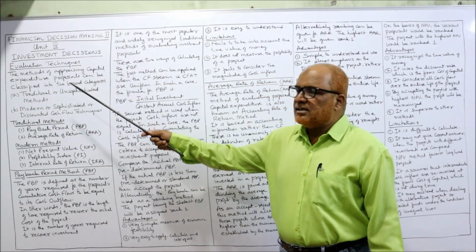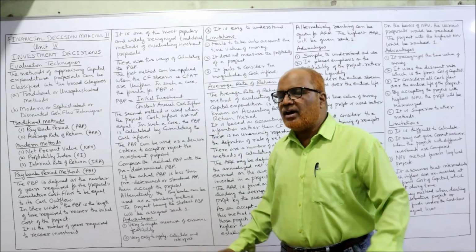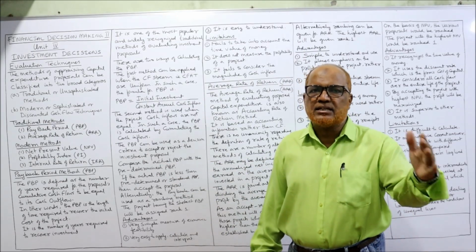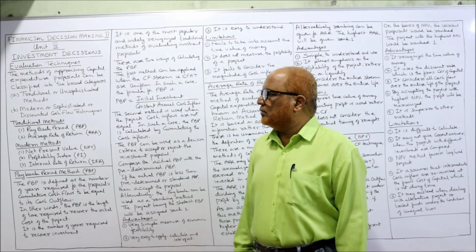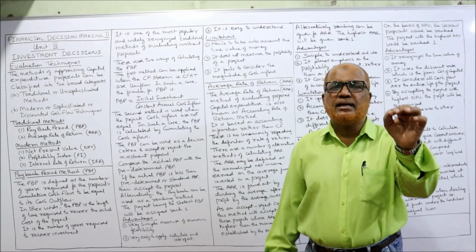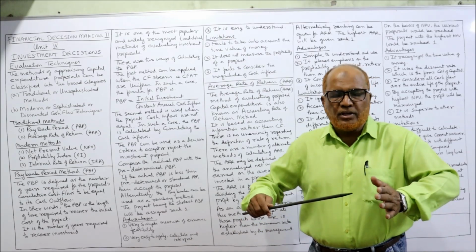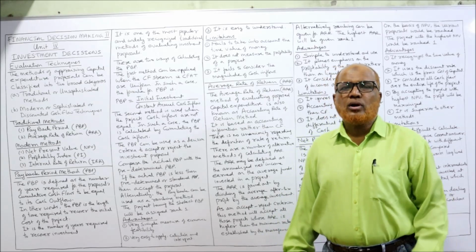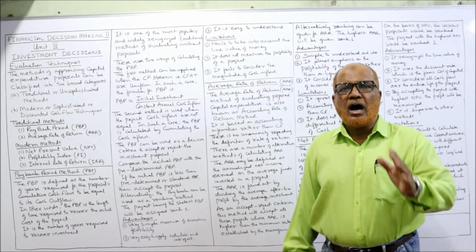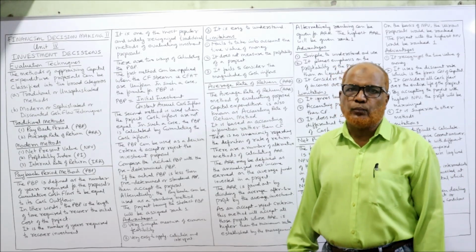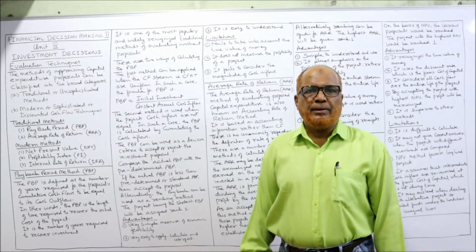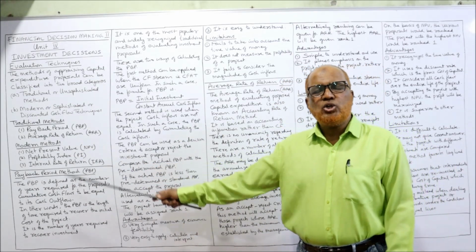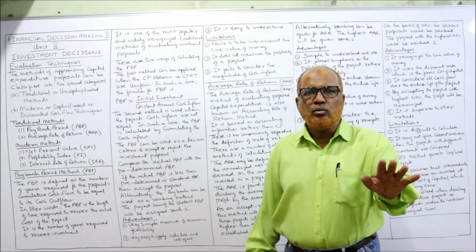The methods of appraising a capital expenditure proposal can be classified broadly into two categories. The first is traditional or unsophisticated methods, and the second is modern, sophisticated or discounted cash flow techniques. The traditional, undiscounted methods are two: payback period method, PBP, and average rate of return, ARR. These two are the traditional old methods.